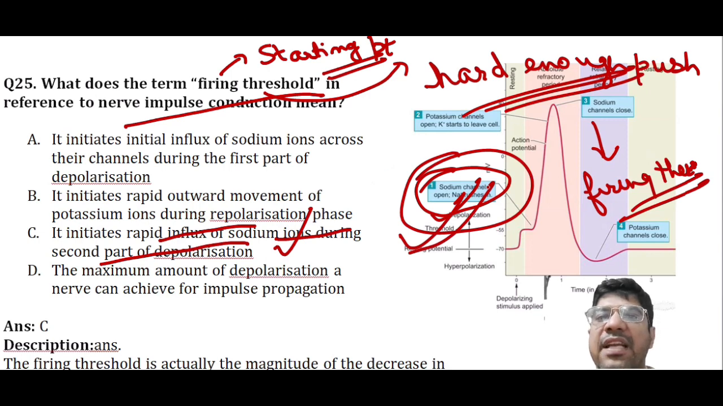So the firing threshold is the nerve's way of making sure that the signal is strong enough to start. And the influx of sodium is what makes the signal ring and move along the nerve, just like when you press a doorbell firmly, it starts to ring.